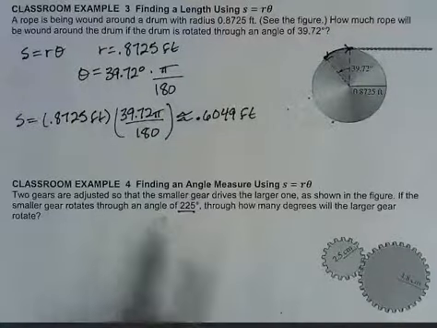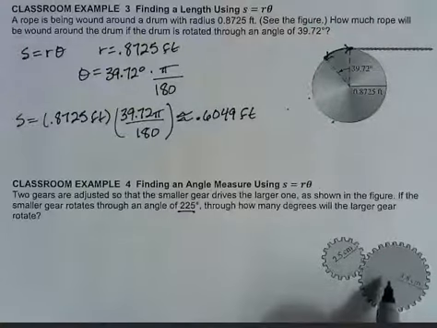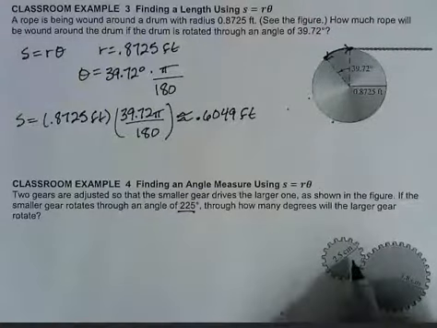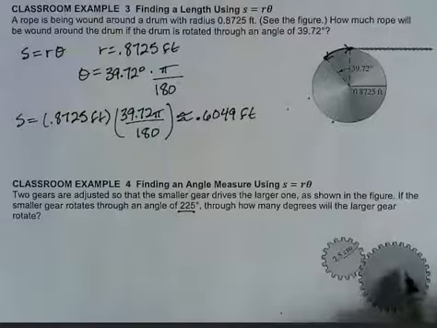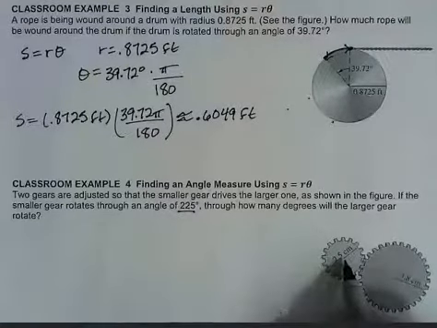In this example, we have 2 gears. The smaller gear is driving the larger gear. The question is, if we rotate this gear, then what angle is that going to make the larger gear rotate? We're going to rotate the smaller gear through an angle of 225 degrees.